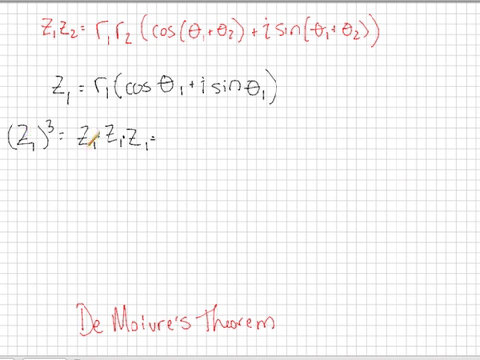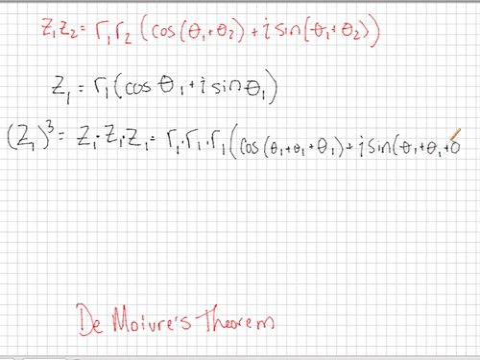Z sub 1 to the third is just z sub 1 times z sub 1 times z sub 1. So we're going to use the rule that you wrote for multiplying complex numbers. I know that this is just equal to r sub 1 times r sub 1 times r sub 1 times cosine of theta sub 1 plus theta sub 1 plus theta sub 1 plus i sine of theta sub 1 plus theta sub 1 plus theta sub 1 by the rule above.